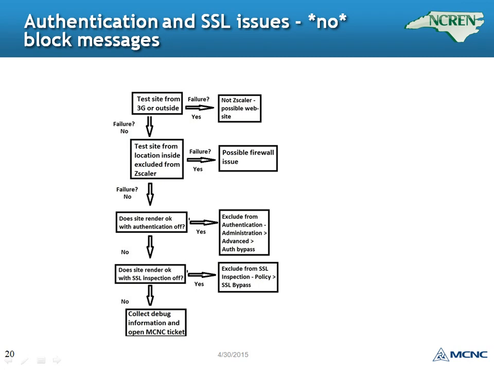Okay. Another example is if we've determined that a site needed to be excluded from secure socket layer decryption. In this case, we are excluding Google and Twitter from SSL filtering because the Zscaler certificates are interfering with rendering the web page.